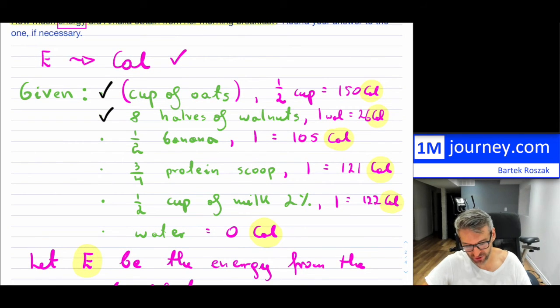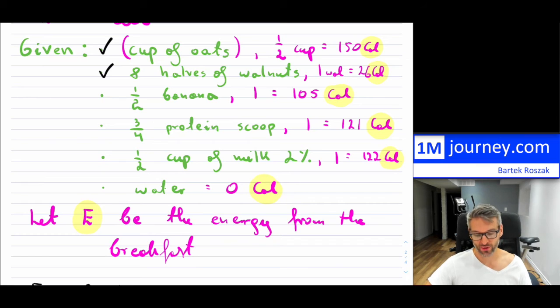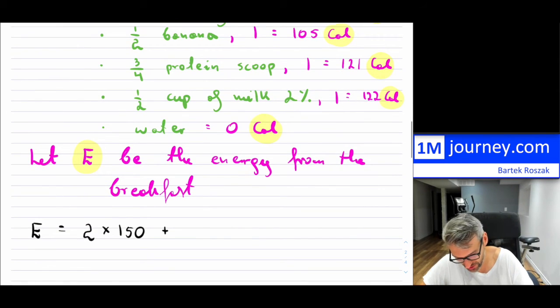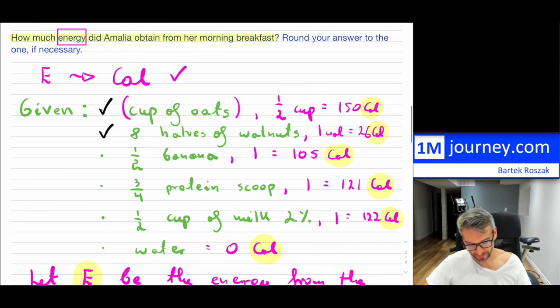Now, 8 halves of walnuts. Again, notice here it says 1 walnut is 26, right? So if you have 8 halves of walnuts, that means 2 halves make up a full walnut. So just be careful with that. So what we do now is we're going to say plus 4 total walnuts, because 8 halves is equal to 4 total. And that is times 26 calories.